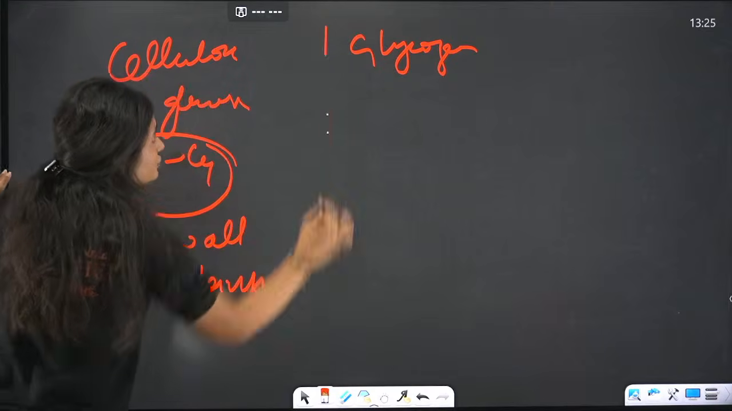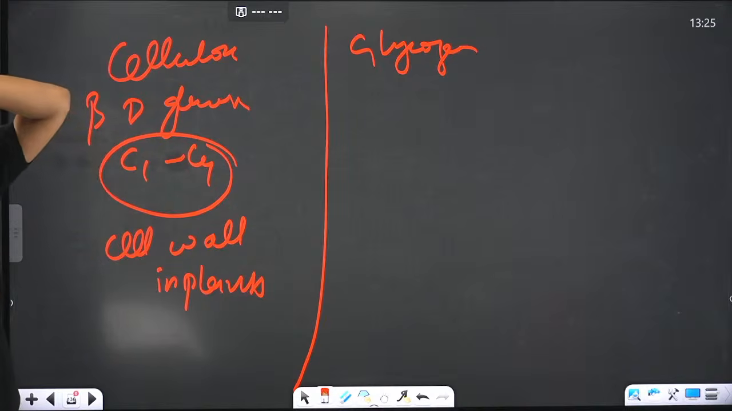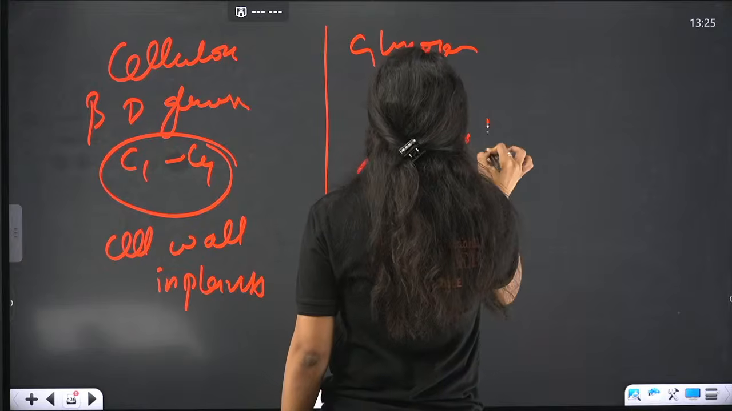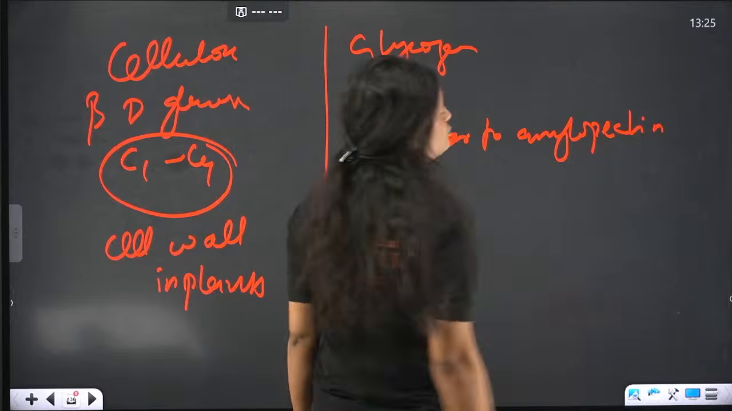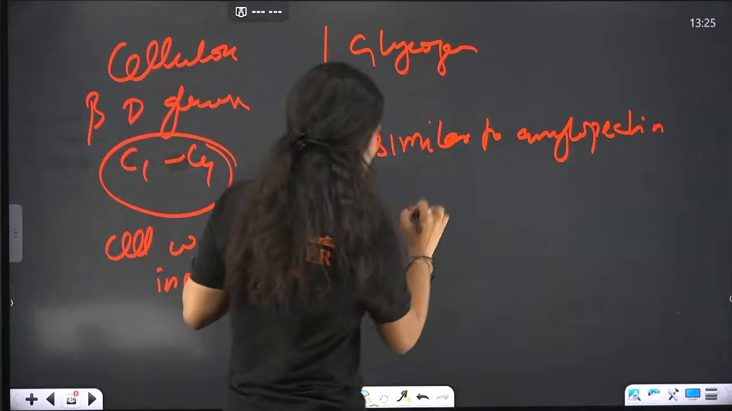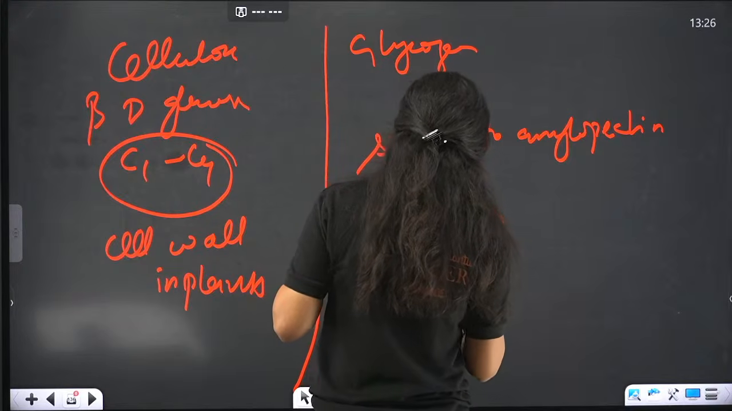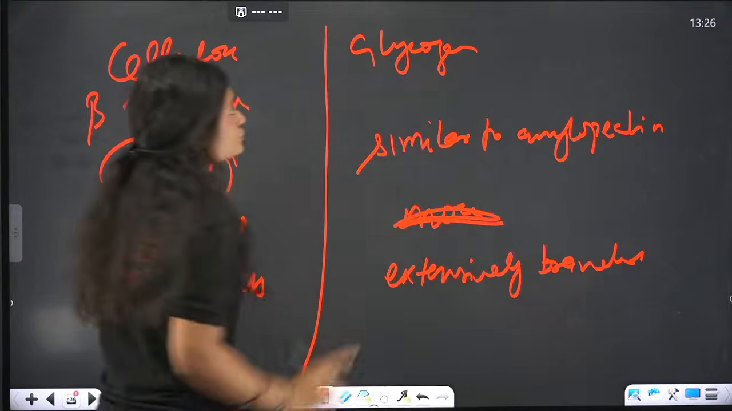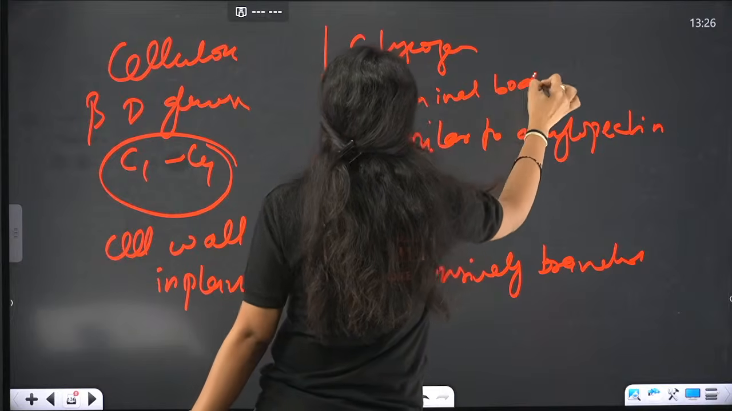Then you have glycogen, which is normally found in the animal body. It is similar to amylopectin, remember this. That means it also has C1 to C4 and C1 to C6 linkages, but it is extensively branched. Glycogen is found in the animal body, and cellulose is found in the plant body.